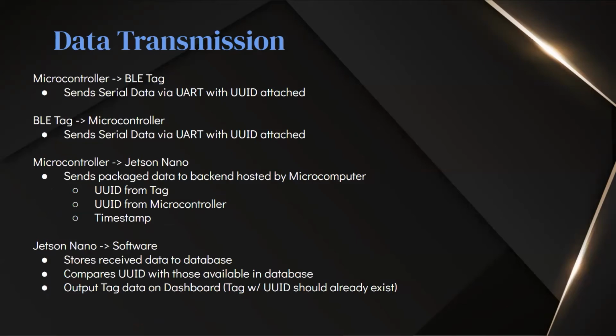So for data transmission, obviously these signals need to speak to each other and also send important data. For our microcontroller and our BLE tags, they will be sending unique identifiers back and forth to each other. Now the microcontroller is going to take that information and send that to the Jetson Nano. And so on the back end, the Nano is supposed to already have some information in the database that lines up with those unique identifiers, as well as a timestamp for our security system.